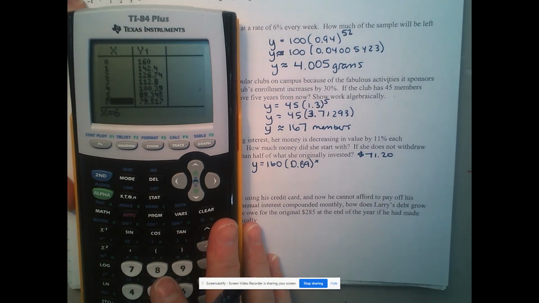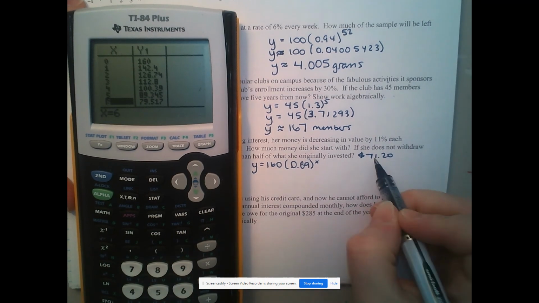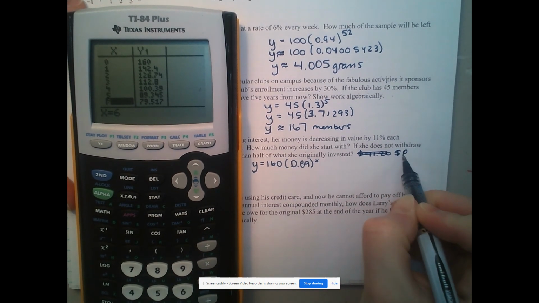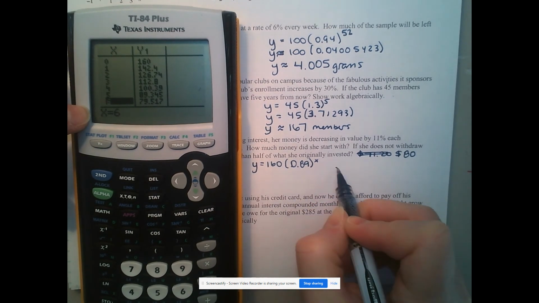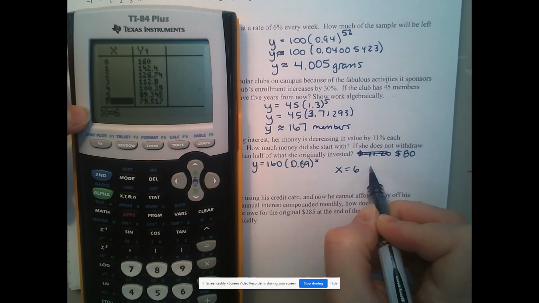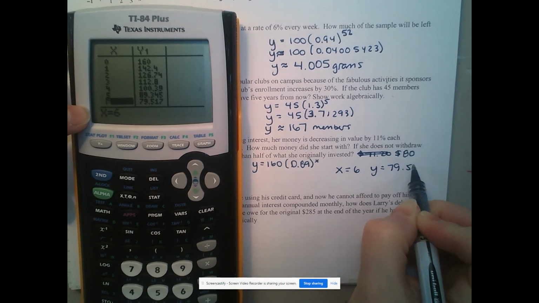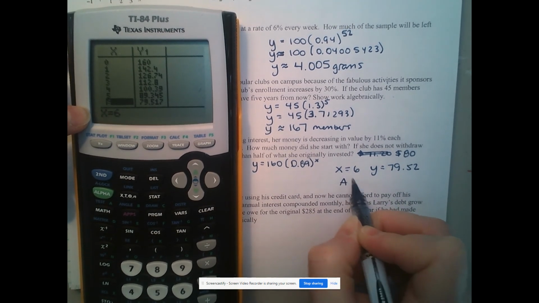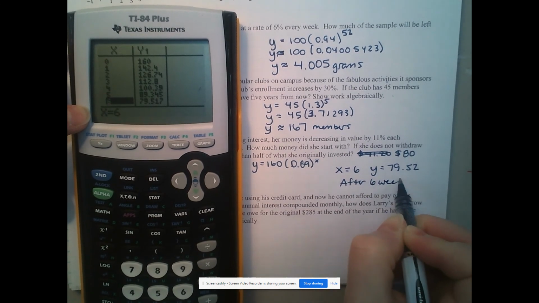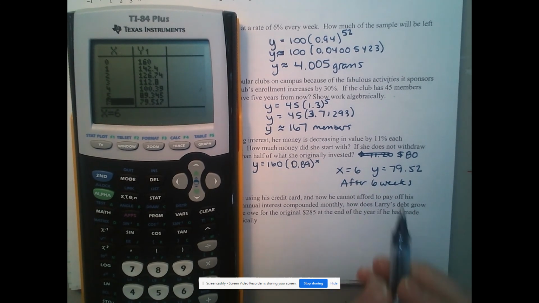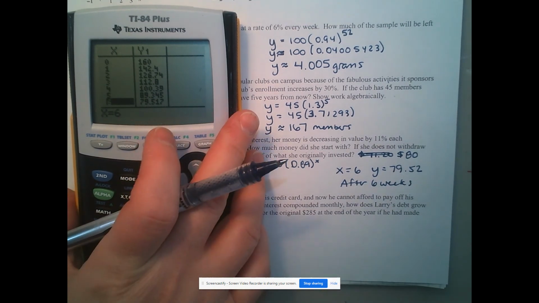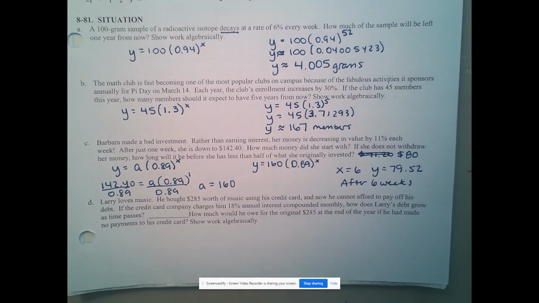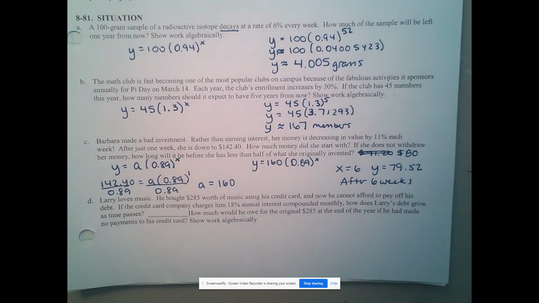And we want to know when we are at less than half of what she originally invested. She originally invested 160. Oh, so I actually have to be under $80, not under 71.20, because the initial value was 160. And at 6 weeks, when x equals 6, y equals 79.52. So we would say after 6 weeks, she's just under half of the original 160, half of which is 80. I'm hoping some of you caught that and you wanted to correct me, and then you realized I figured out my own mistake.